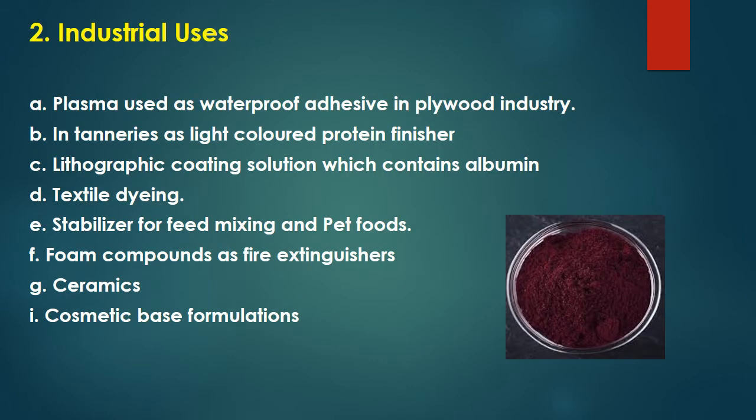So number 2 is industrial use of blood. Firstly, plasma is used as waterproof adhesive in the plywood industry. In tanneries, I mentioned earlier in the leather processing, blood albumin is used as a finishing agent. Number 3, the lithographic coating solution which contains albumin, that is the serum albumin. In textile dyeing it is useful.